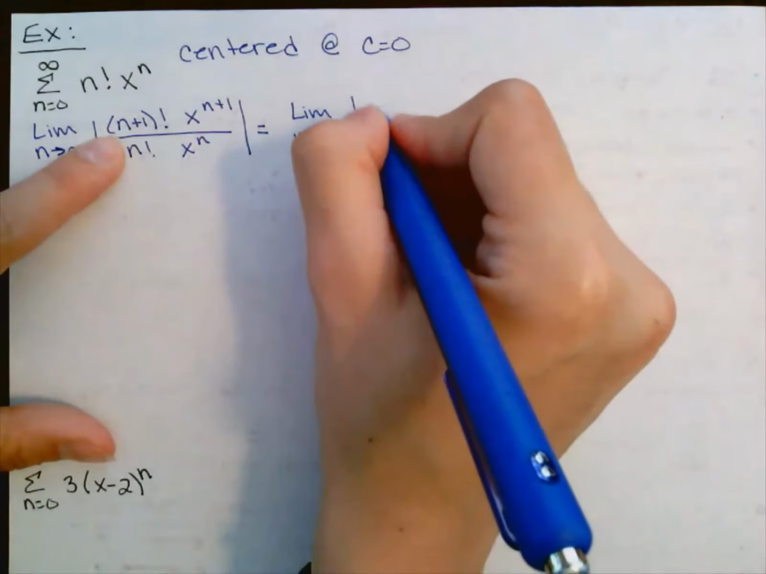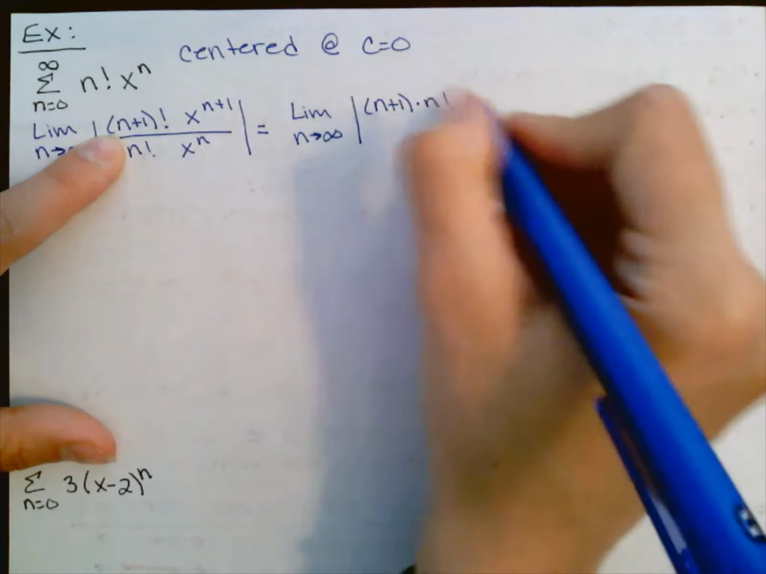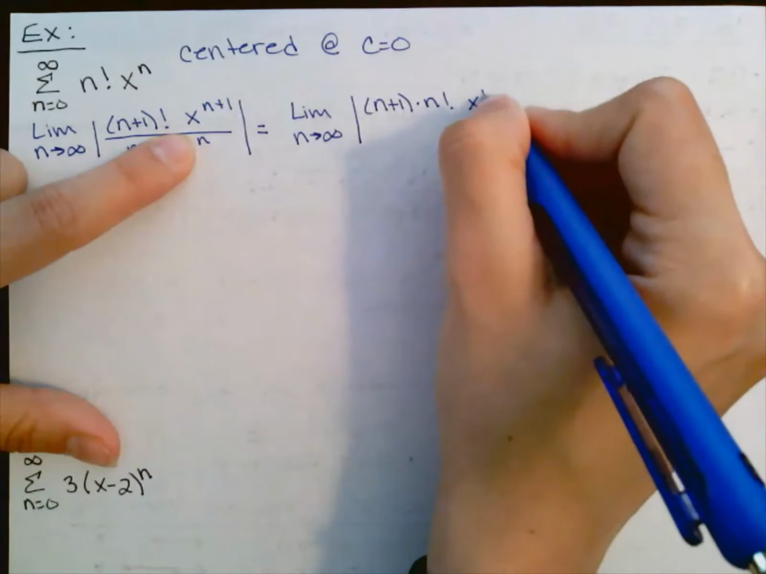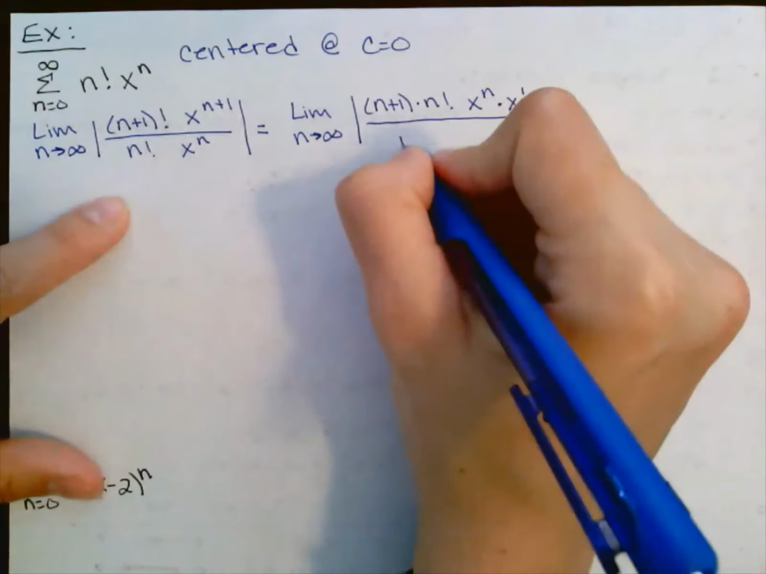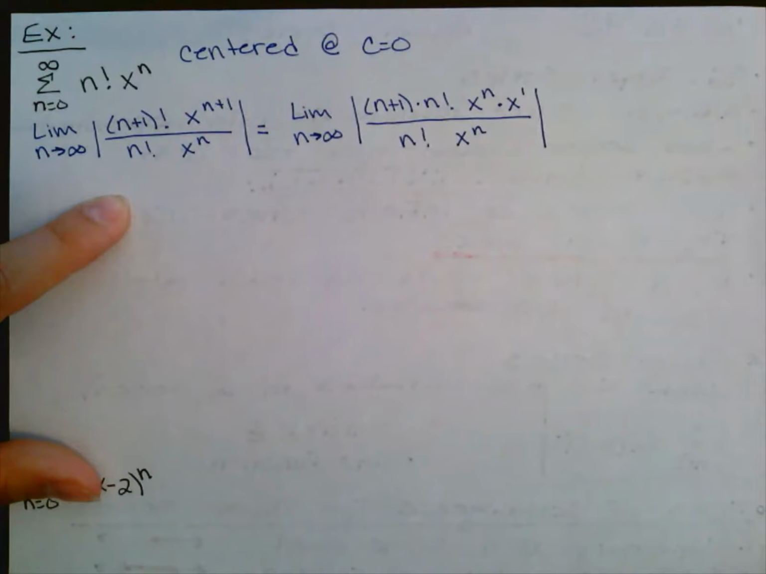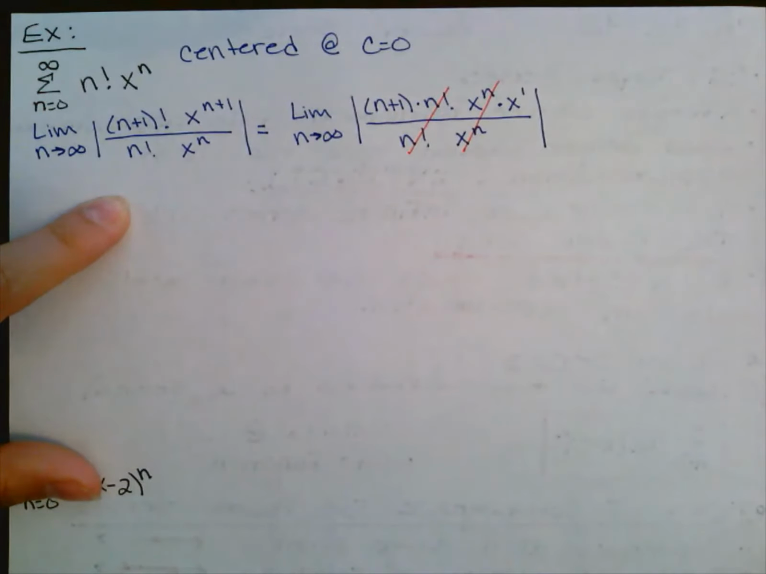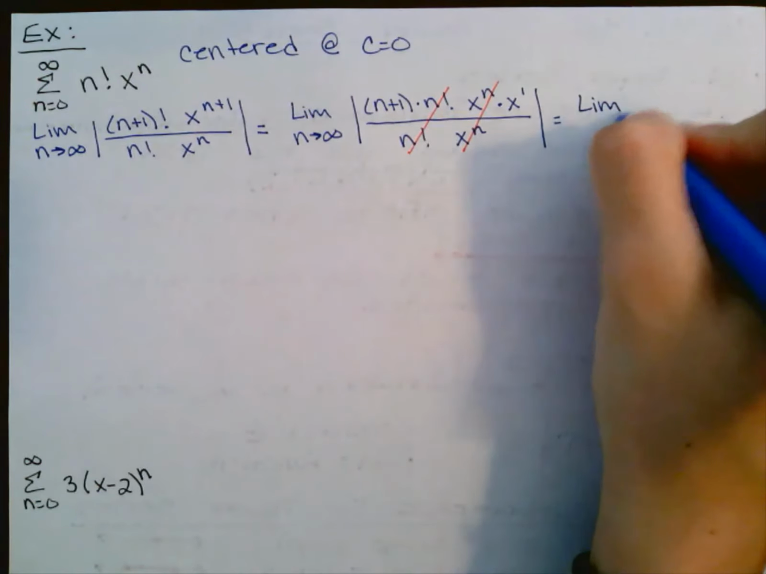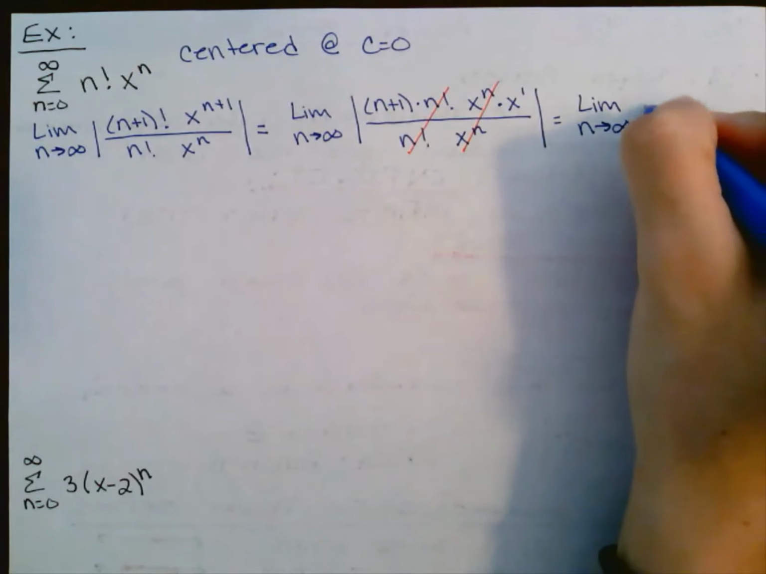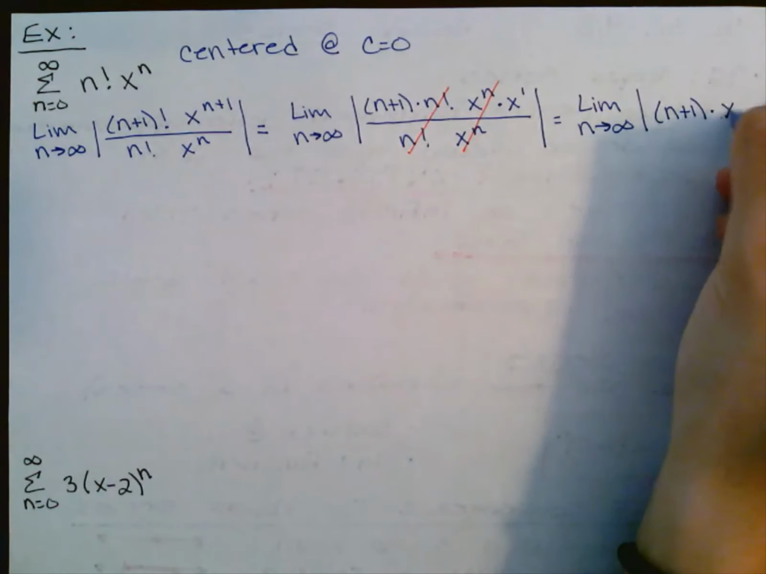So I can rewrite this as n plus 1 times n factorial. And I can rewrite this as x raised to the n times x raised to the first. Rewrite my denominator. And now I'm going to be able to clean out these x to the n's and these n factorials. So what I'm working with here is the limit as n approaches infinity of the absolute value of n plus 1 times x.